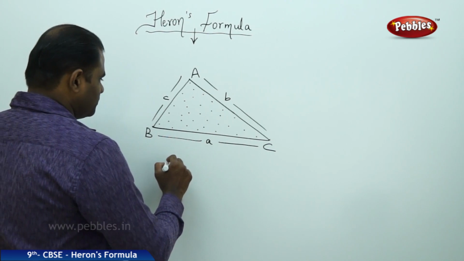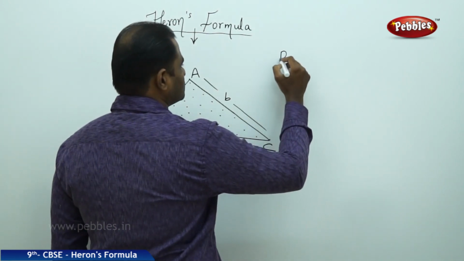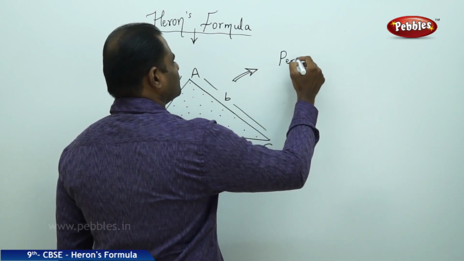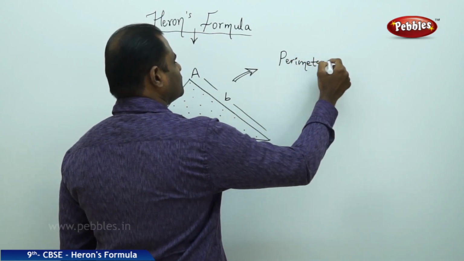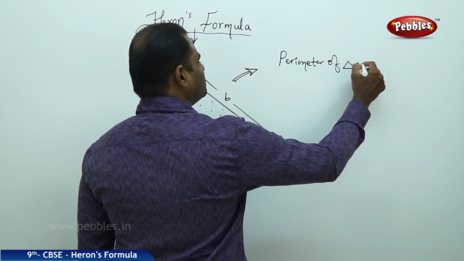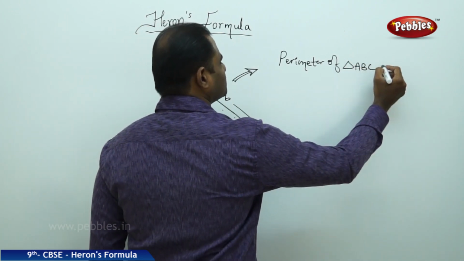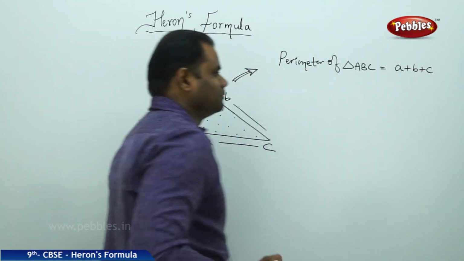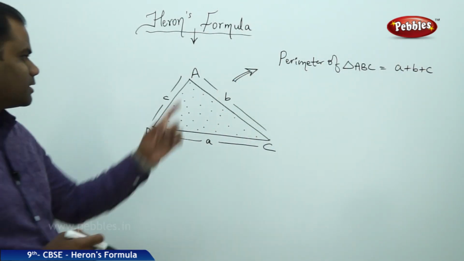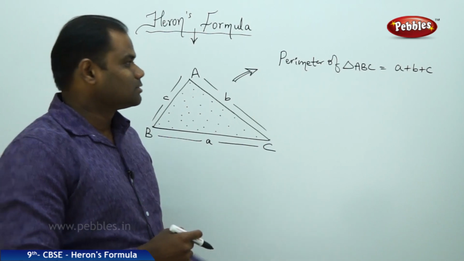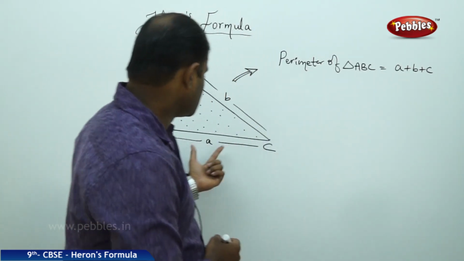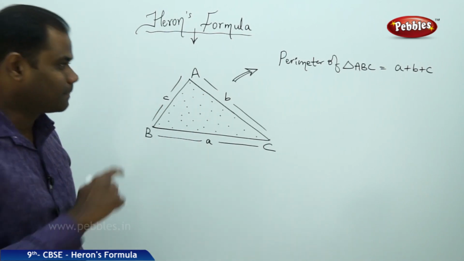Now we know that the perimeter of triangle ABC is a plus b plus c, because perimeter is the length of all the three boundaries. So the perimeter of triangle ABC is a plus b plus c, the sum of each of the sides.